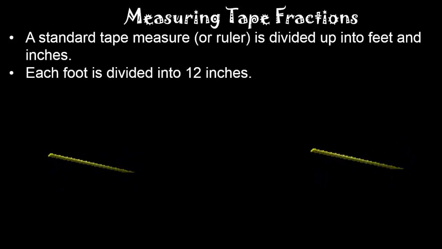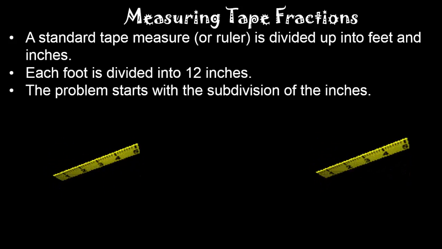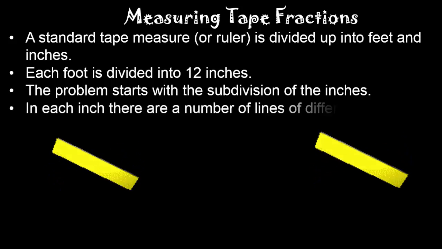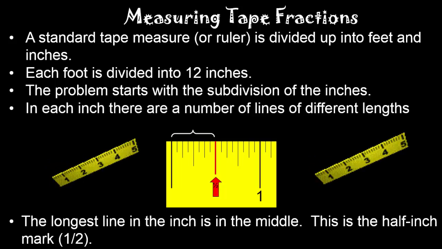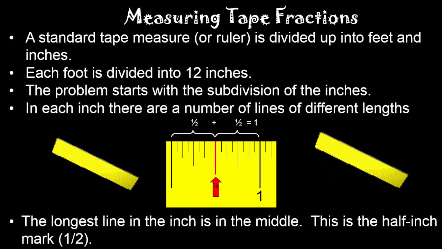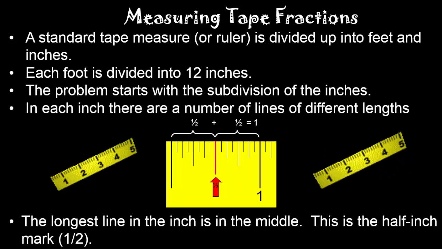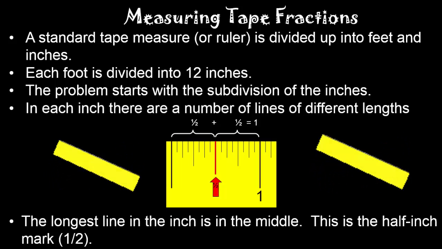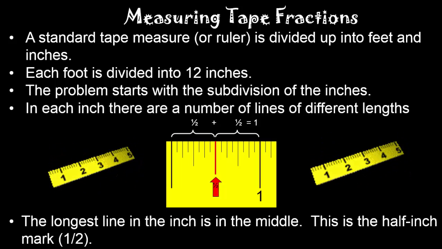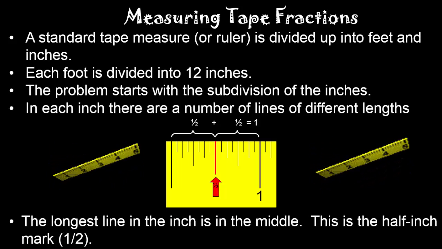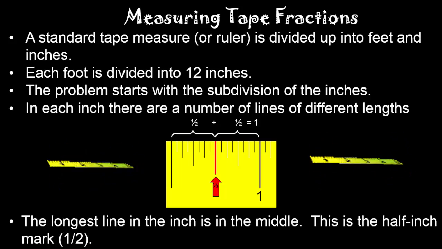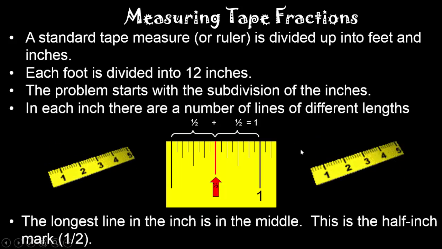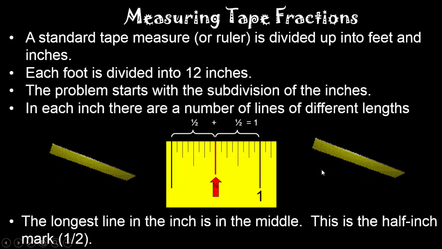A standard measuring tape or ruler is divided up into feet and inches. Each foot is divided into 12 inches. The problem starts with the subdivision of inches. In each inch, there are a number of lines of different lengths like we just described. The longest line in the inch is in the middle. This is the half mark. That was the one we said was in gray on the other slide. 2/2 is equal to 1 inch.